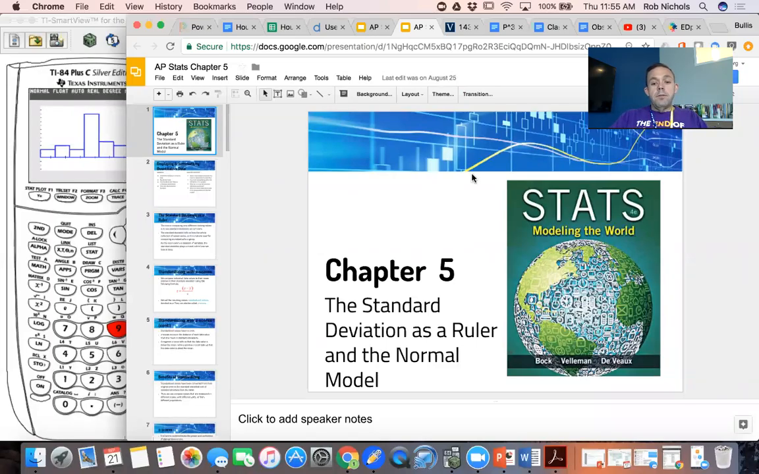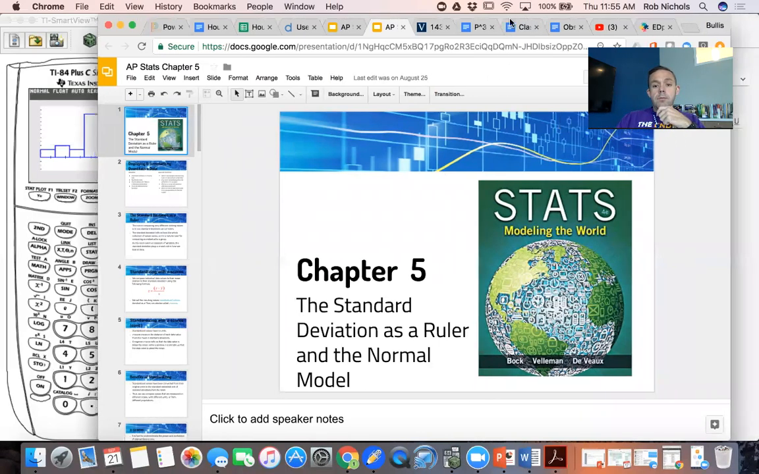Well, hello. So this is going to be chapter 5, the standard deviation as a ruler and the normal model. So I'm going to just record a short video. We're not going to cover the entire chapter. We'll finish this on Monday or Tuesday, depending upon when your class is. All right, so let's get started here.